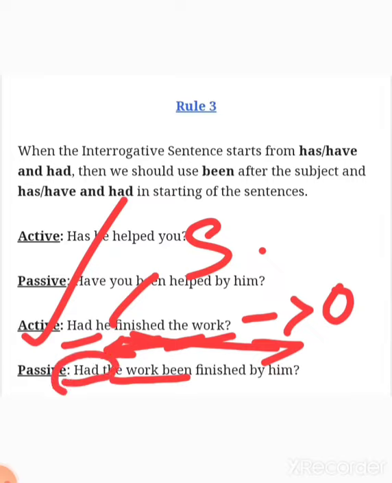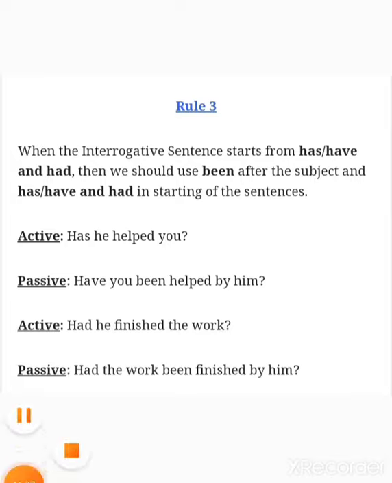Past perfect tense is very easy. Only had. There are no difficulties, nothing you have to remember. Only had. If it is written had, then in return in passive voice we will be writing had only. Only been you have to add. Okay. Had the work been, after that the third form, the past participle form of the main verb, finished by him? Question mark. Had the work been finished by him? So this is the answer. I hope that you have understood rule number 3.